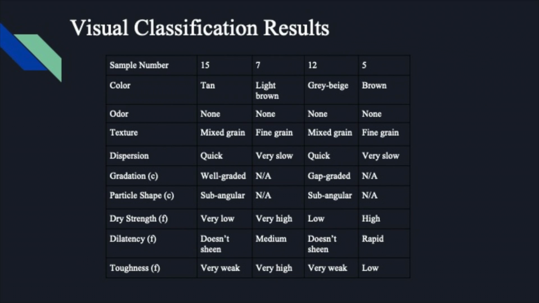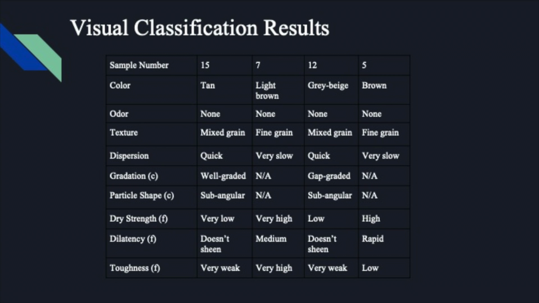This slide represents the results of the visual classification portion of the lab. We had 4 different soil samples, and we were tasked with visually classifying them. Following the procedure mentioned before, we were able to classify each soil sample by its color, odor, texture, dispersion quickness, how graded the sample is, and a rough estimate of general particle size. We were also able to create general analyzations of the sample's dry strength, dilatancy, and toughness.